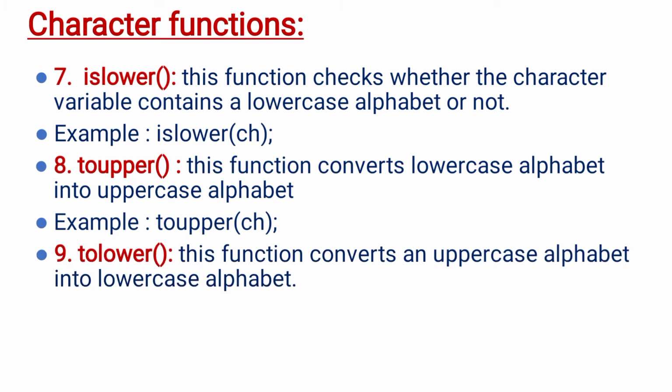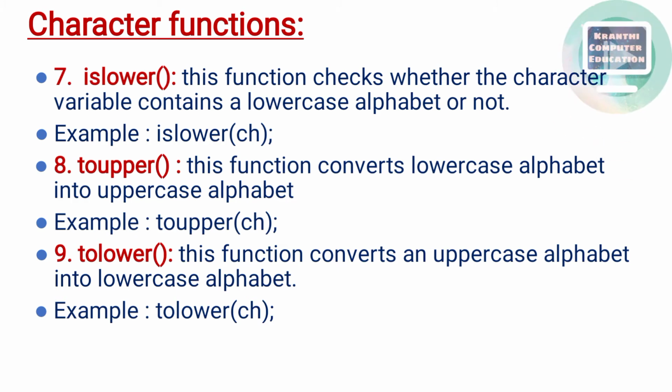Next, ninth character function, tolower. This is quite opposite to the previous function. The tolower function is used to convert the given uppercase alphabet into lowercase alphabet. Example, tolower of ch. So if you are providing the uppercase alphabet to the tolower function, then the given uppercase alphabet converts into lowercase. So these are the character functions available in C language.